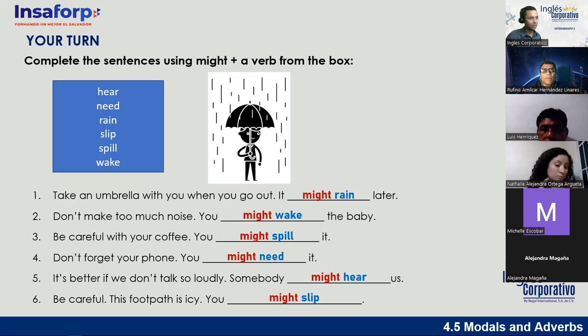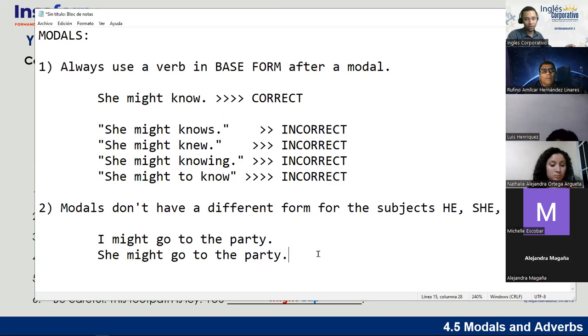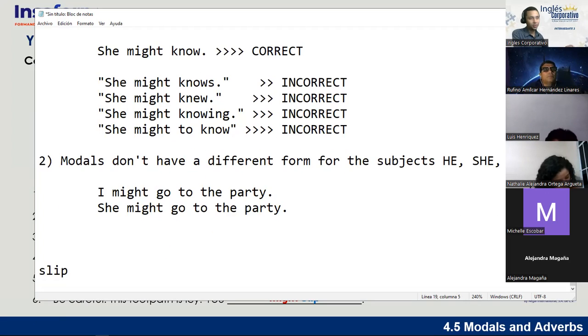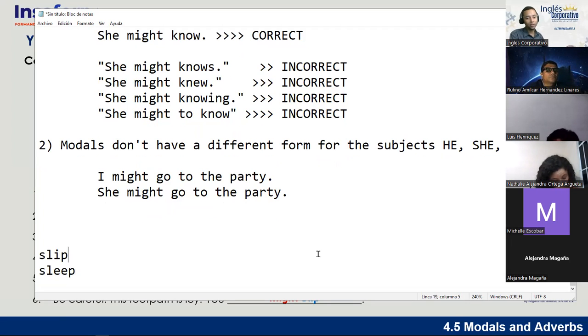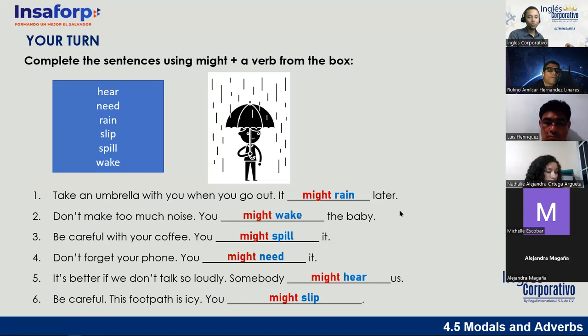Don't confuse the verb slip and sleep. Two different things and two different pronunciations. Slip is deslizarse, and sleep is dormir. The difference is the sound. In the first one, you use a short sound, slip. In the second one, you have a longer and stronger sound, sleep. Similar in pronunciation, but different in meaning.